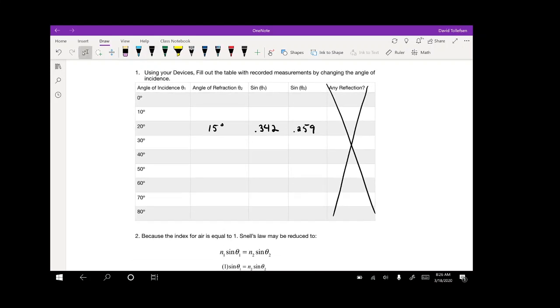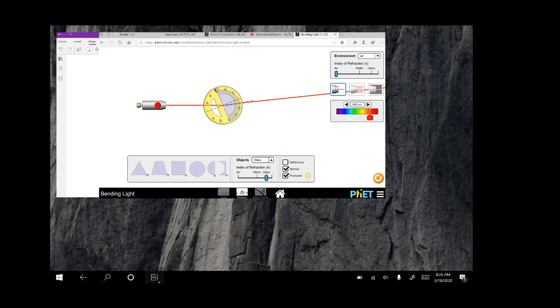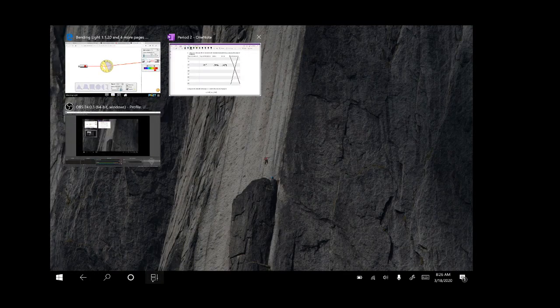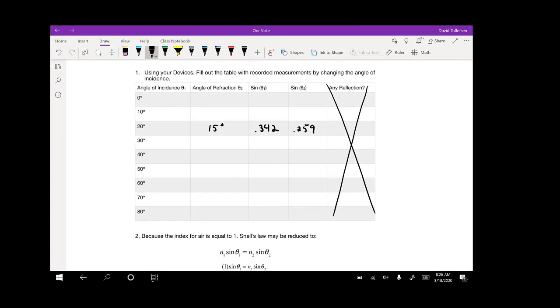We're turning off the reflection. If you're curious about this, you can turn on reflections, but that might be a little confusing with what's going on. So there are some reflections, but don't worry about it. We don't need that there. So you're filling in, try and have the angles of incidence change, so 0, 10, 20, 30, that way. Measure your angle of refraction. Find sine of theta for each of them.